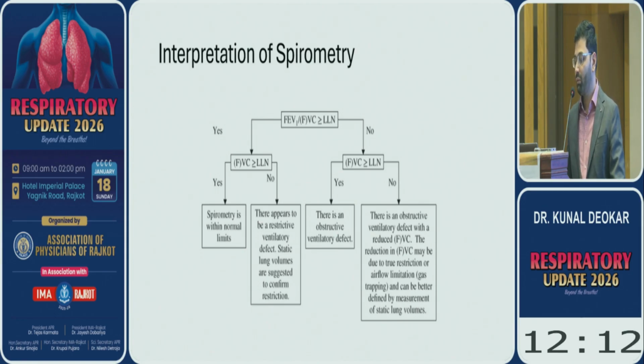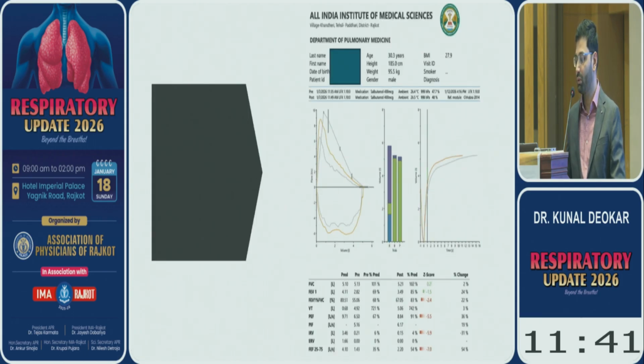If FEV1 by FVC is less than the lower limit of normal or less than 70%, that means the patient has obstruction. So you look at FVC. If FVC is more than 80% of predicted, that means the patient has pure obstruction. But if FVC is less than 80% of predicted, that means the patient also has restriction along with obstruction. Now you cannot confirm restriction with spirometry. So to confirm restriction, we will have to do what is called body plethysmography to estimate the lung volumes.